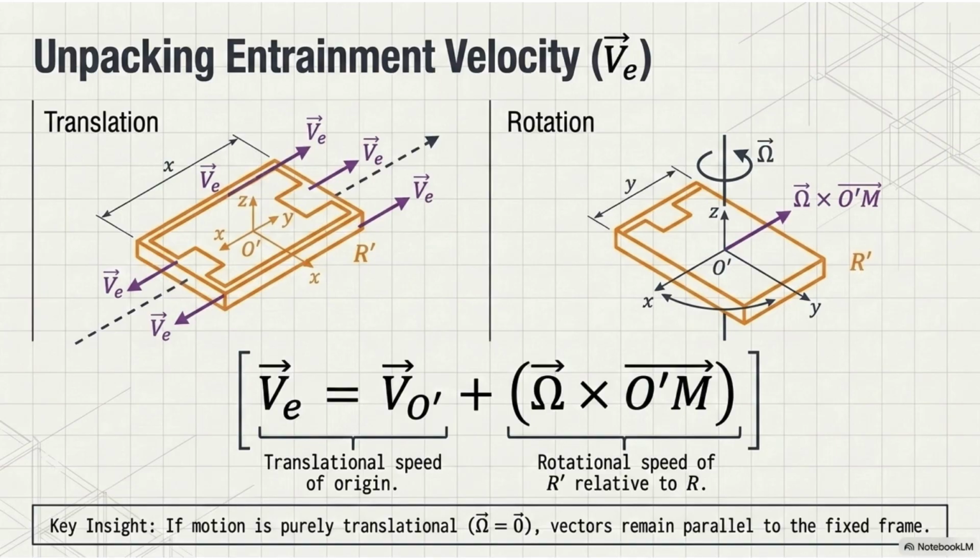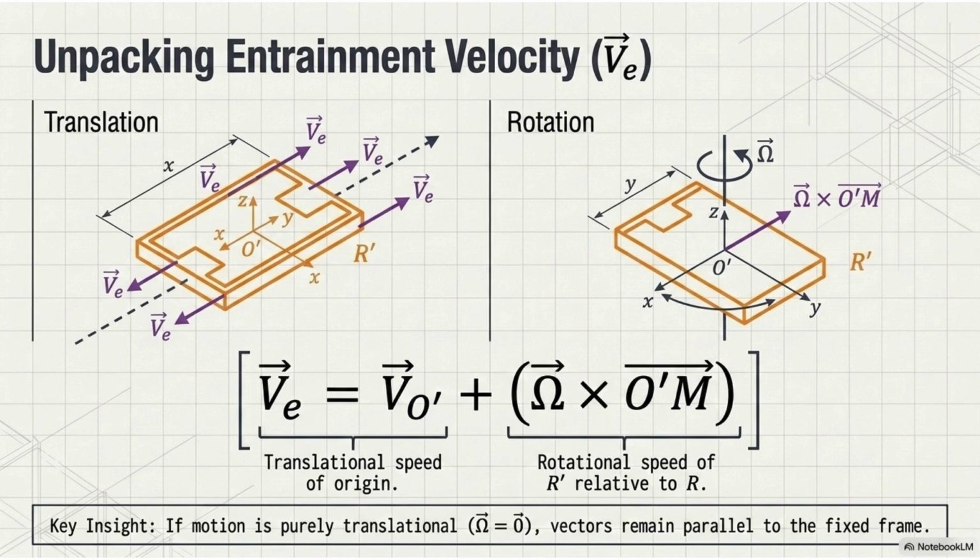The second contribution is rotation. If the frame rotates with angular velocity omega, a point M located away from the rotation axis acquires an additional velocity. This rotational contribution is represented by the cross product omega cross O'M.